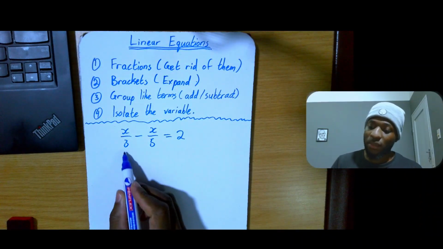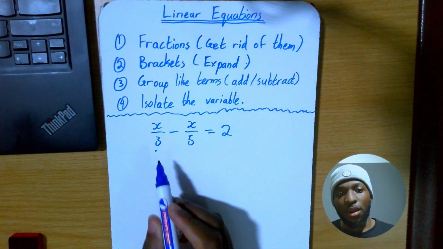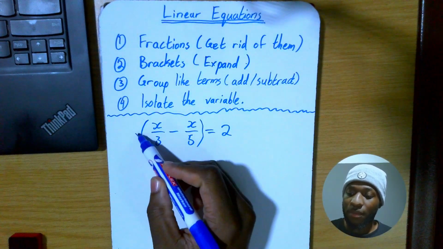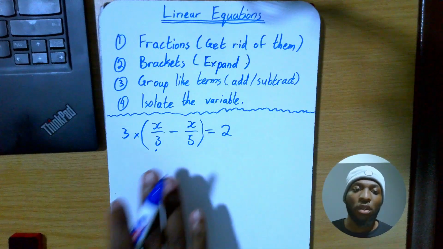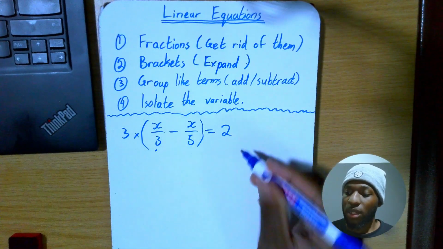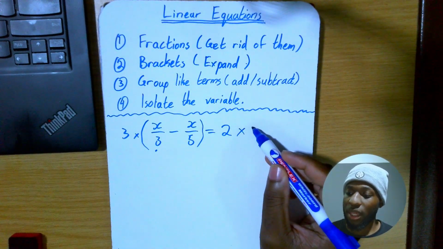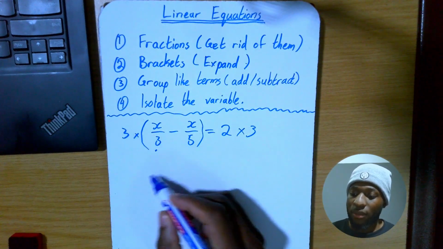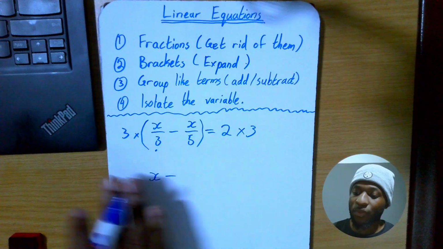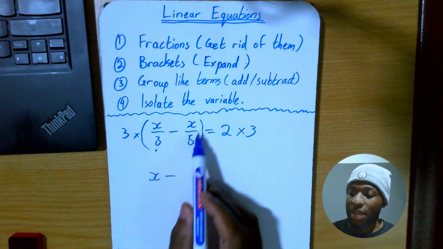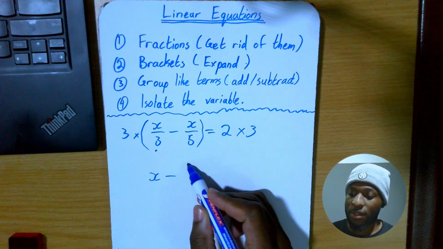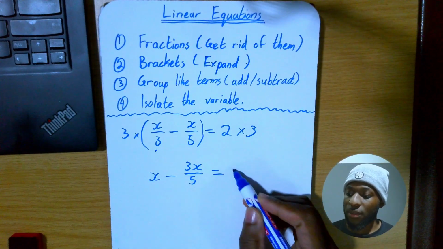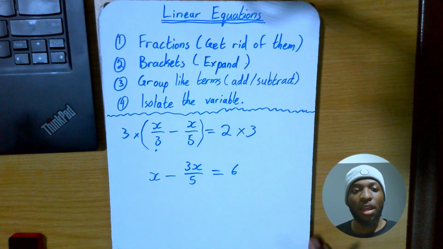We'll start by getting rid of this fraction over here, this 3. We do that by multiplying the whole thing by 3. Whatever we do on one side, we do on the other side as well, to keep everything equal. We multiply this side by 3, so that 3 will cancel that 3 out. We'll be left with x minus 3 times this term, which gives us 3x over 5, and all this equals 6. You see how we are working this out.